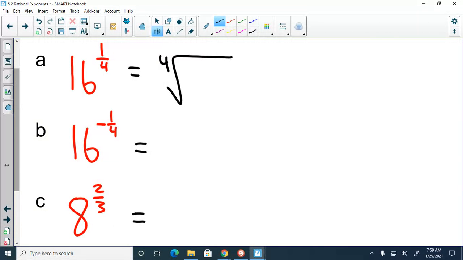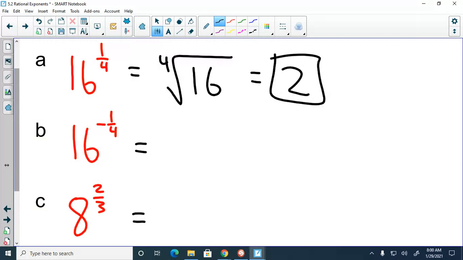The 4th root of 16. So we have to ask ourselves, something to the 4th power is going to be 16? Do you happen to know what that is? 2. 2 to the 4th is 16, so the 4th root of 16 is 2. Gotta be careful with my words there.